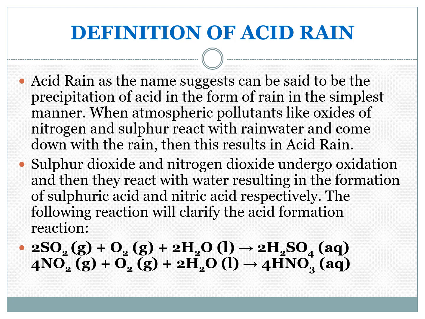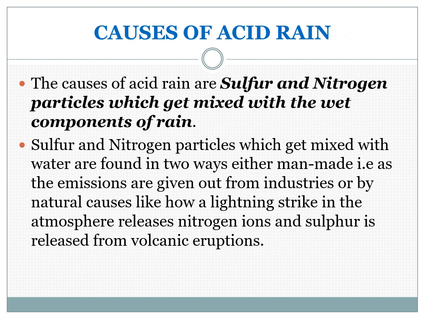Sulfur dioxide and nitrogen dioxide undergo oxidation and react with water, resulting in the formation of sulfuric acid and nitric acid. The following reaction clearly shows how this sulfuric acid and nitric acid are formed.